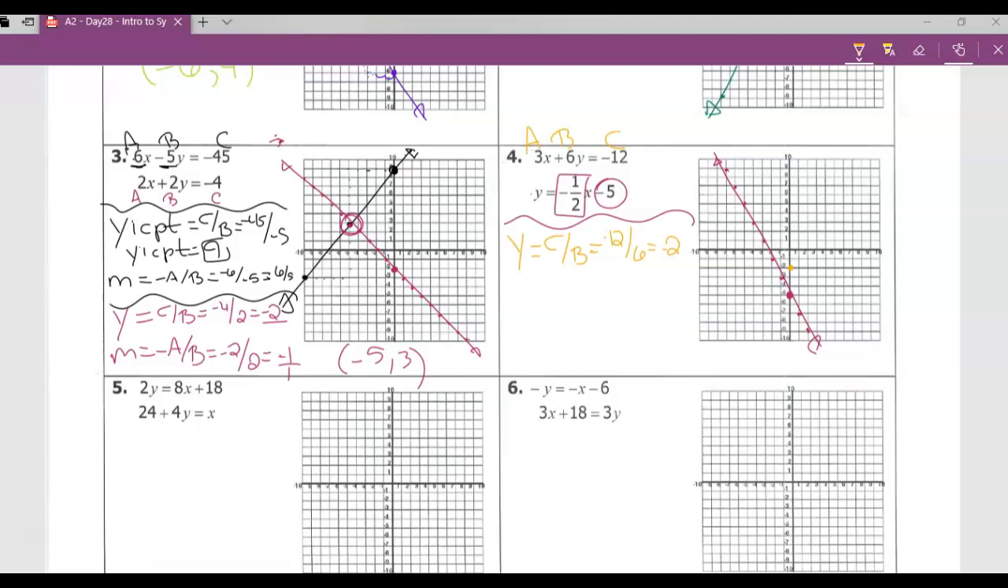Now let's go to our slope, and our slope is the opposite of whatever A is divided by B. Well, our A value is a positive 3, so the opposite of that is negative 3. Divided by B is a positive 6. Negative 3 over positive 6 simplifies to negative 1 over 2. That looks awfully familiar, like the same slope I had right there. So I'm following the same exact pattern. Well, in this case, if I have two lines that are following the same exact slope, then there is no intersection. And if there is no intersection, then there is no solution.